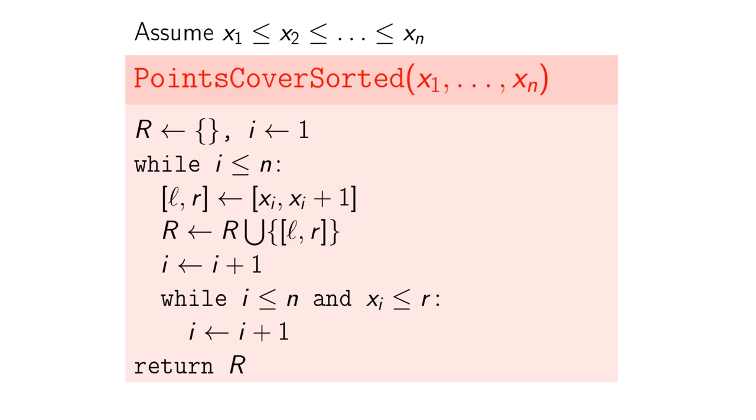And then we repeat again the iteration of the outer while loop, or maybe our pointer i is already out of the array of the input points, and then we stop and return R, which is the set of segments that we've built in the process.